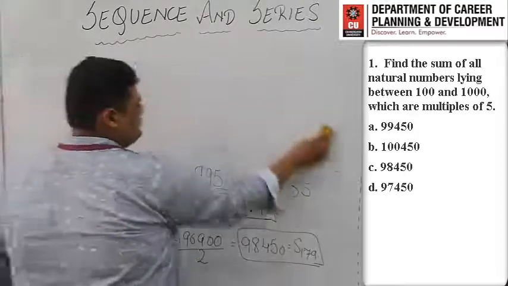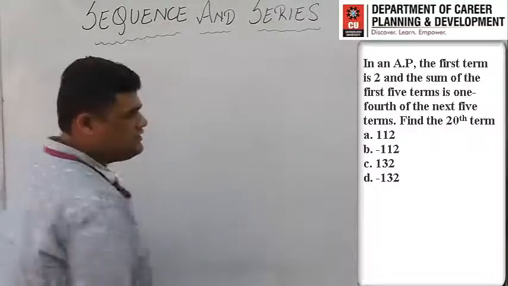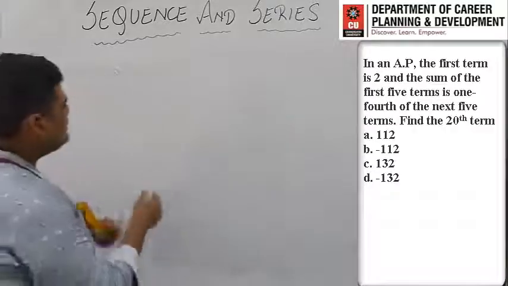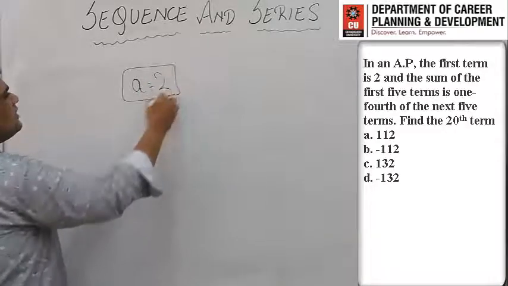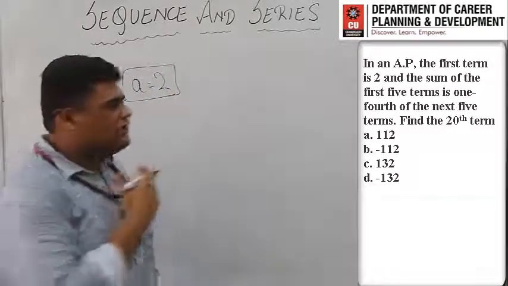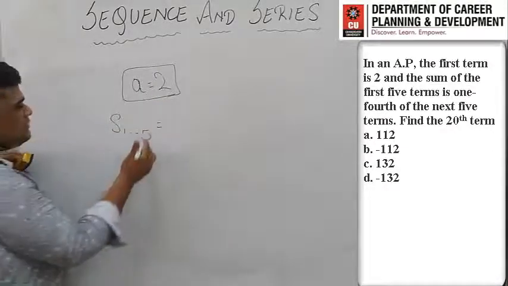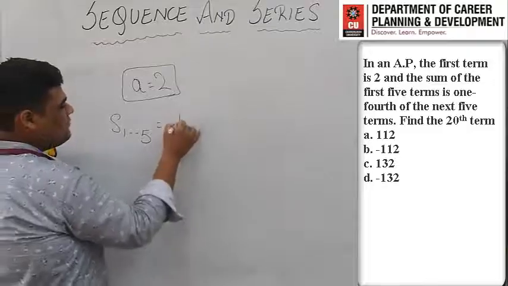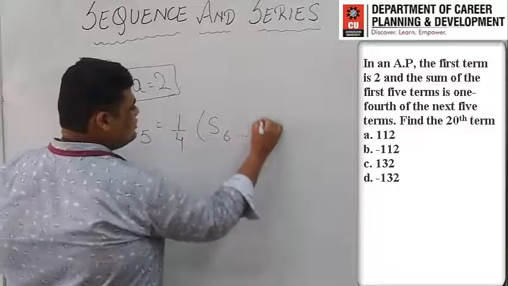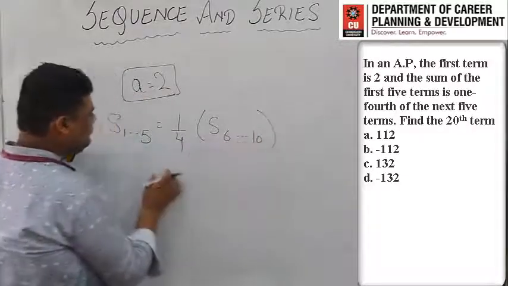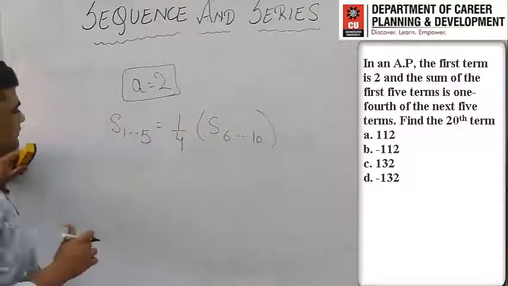Now let us move to the next question. The next question is: the first term given to you is a, which is given to us as 2. Now the question says, if the sum of the first 5 terms is 1/4 the sum of the next 5 terms. So the sum of terms from 6 to 10 is 4 times the sum of terms from 1 to 5.